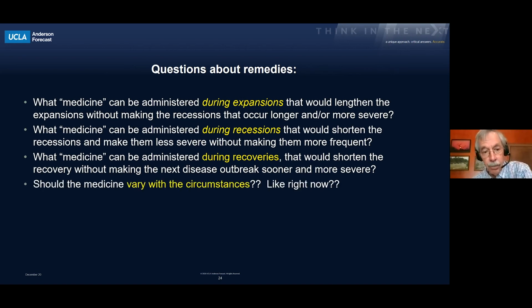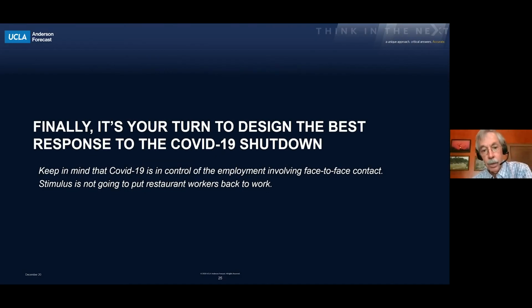And in particular, you need to think about whether the medicine should vary with the circumstances, like right now. The circumstances right now are so different. You need to think this thing through carefully rather than jump ahead. So to finalize this, I'm going to leave it to you with a little assistance from me to think about how to design the COVID-19 response, keeping in mind that COVID-19 is in control of the employment, not us. You can't stimulate more work in the restaurant sector until we get the COVID-19 under control.